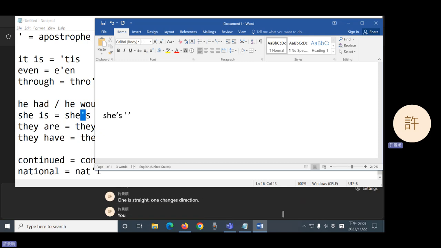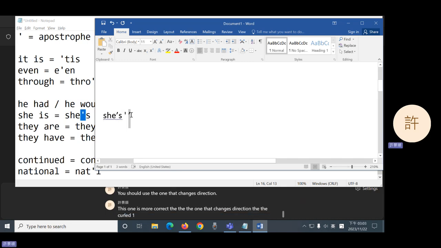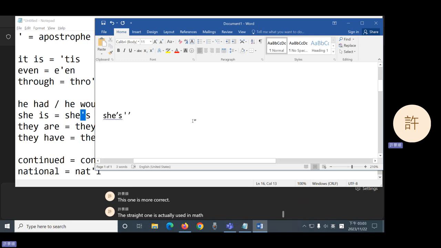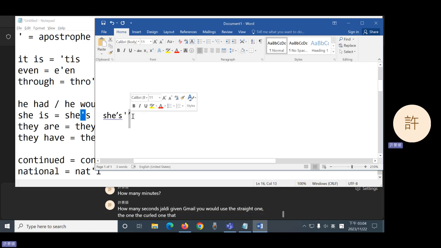You should use the one that changes direction. This one is more correct. The one that changes direction, the curled one. The straight one is actually used in math when you're looking at the degree of an angle, right? How many minutes, how many seconds? 角度几分几秒, you would use the straight one. The curled one that changes direction is the correct apostrophe.